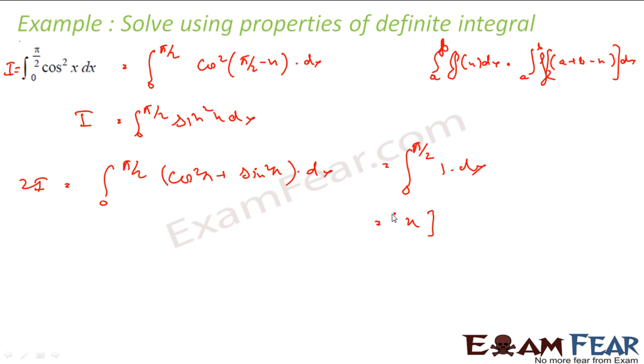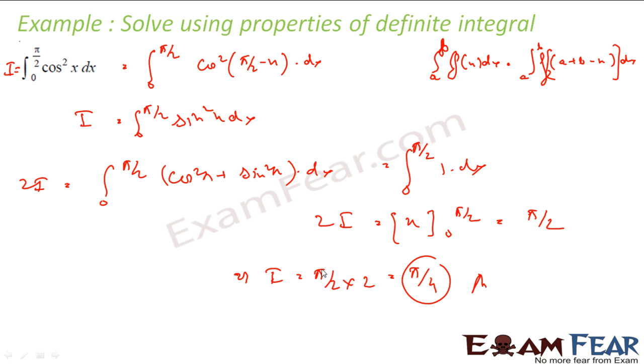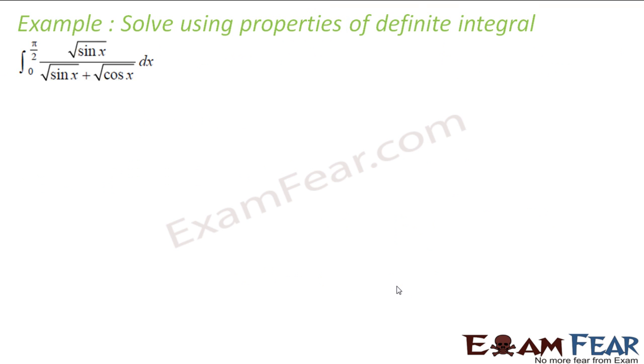This guy is nothing but x, and x values from 0 to pi by 2, that is nothing but pi by 2, and this is nothing but 2I. So I will be nothing but pi by 2 by 2, that is pi by 4, and that is my answer. So here, if you see, we didn't find the integral of cos square and all, we just used my properties to make this sin square x, added these two guys and got the answer in a very simple way. Such a question would have taken a lot of time, but now my life is simple. Using properties I solved this question.